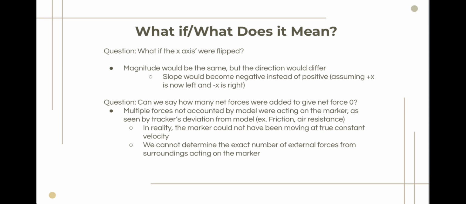The next question is, can we say how many net forces were added to give net force 0? In this case, there are multiple forces not accounted for by the model that are acting on the marker, which can be seen by the Tracker's deviation from the model. This could be due to forces like friction and air resistance. So in reality, the marker could not have actually been moving at true constant velocity due to these forces. And because there are forces in all directions, we cannot determine the exact number of external forces from the surroundings that are acting on this marker.